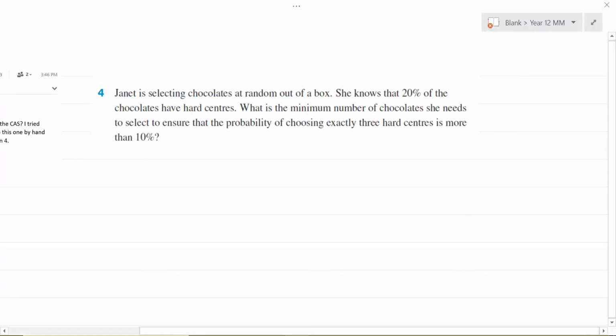So we do know that selecting chocolates is our X variable. She knows that 20% of chocolates have hard centers, so X is getting hard centers, and we want to find the minimum number of chocolates she needs to select to ensure the probability of choosing exactly 3. So we want the probability of X, which is getting hard centers, to equal 3, but we don't know the number of trials we need, and we want that probability to be more than 10%. That's essentially what we're doing.